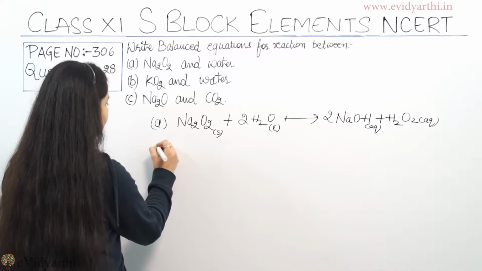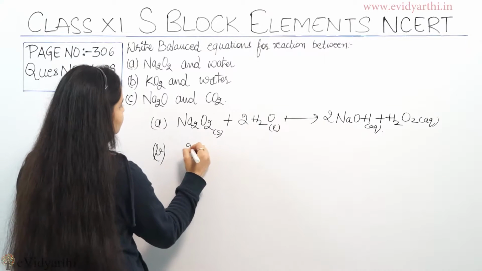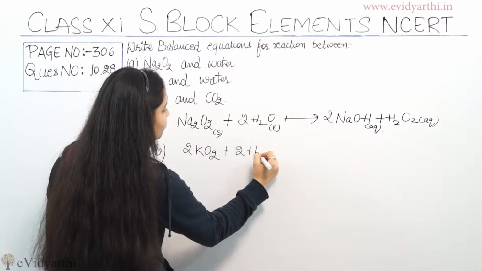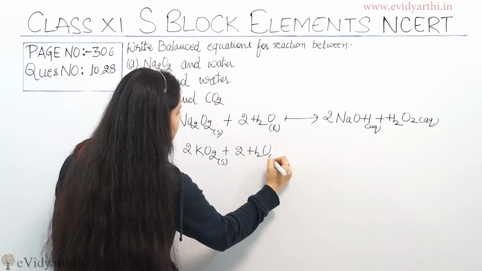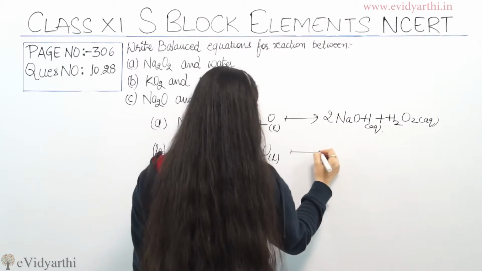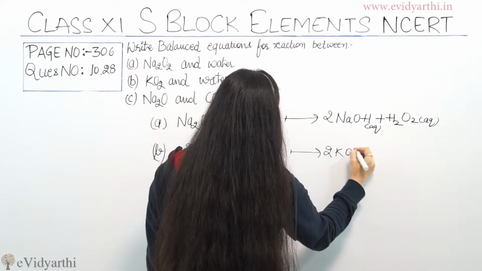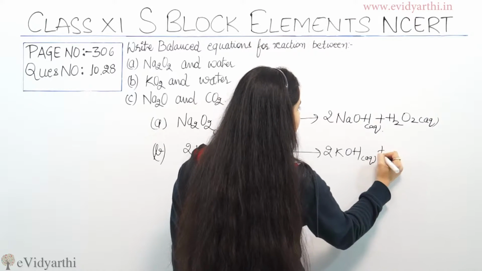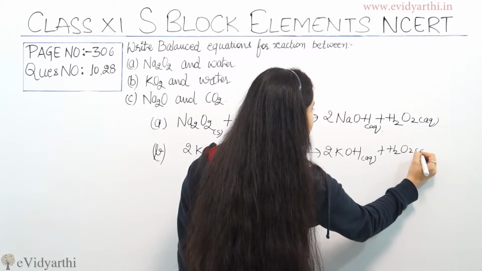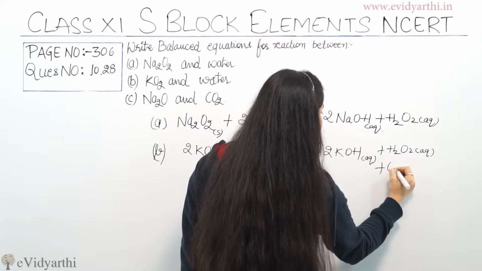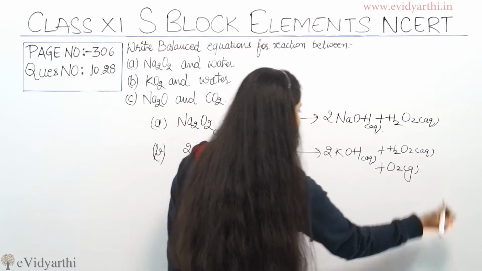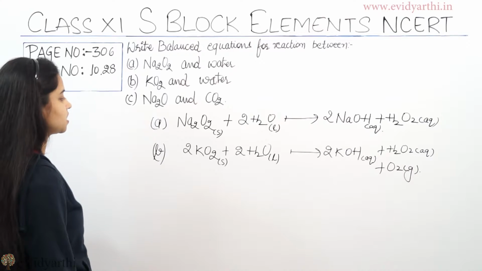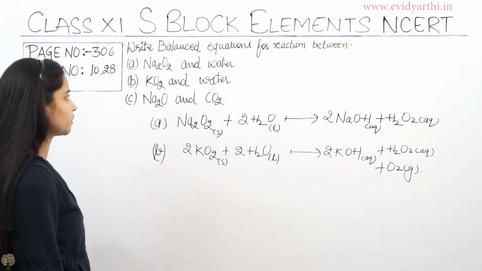Coming to the second part of the question. 2KO2 plus 2H2O. KO2 is in the solid state and H2O is in the liquid state. On reaction we get 2KOH, which is in the aqueous state, then H2O2, which is also in the aqueous state, plus O2, which will be in the gaseous state. So this is the second part of the question, and this is the balanced chemical reaction for it.